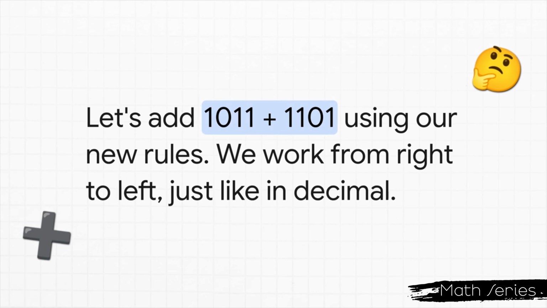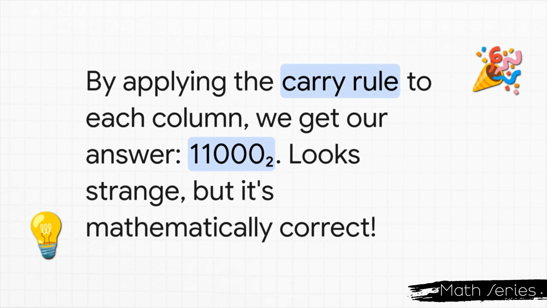So let's try it out. This looks like a totally normal addition problem, right? But we're going to play by binary rules. We'll go column by column from right to left, just like always. Okay, look at the rightmost column. 1 plus 1 is 0, carry the 1.